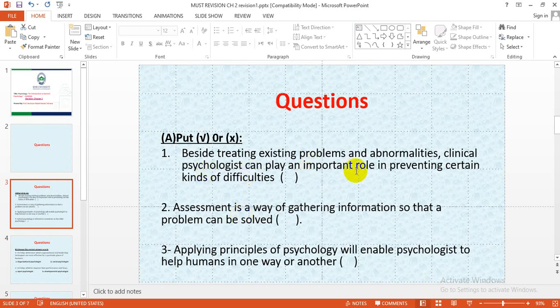Besides treating existing problems and abnormalities, clinical psychologists can play an important role in determining a certain kind of difficulties. Sure, this answer is correct.